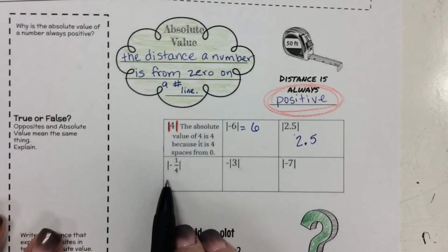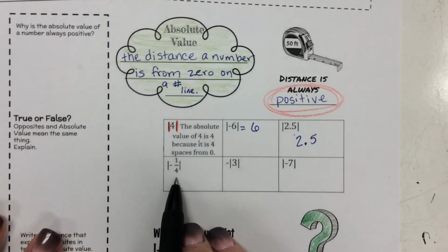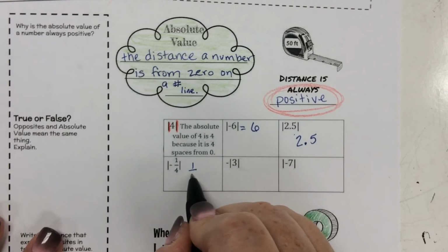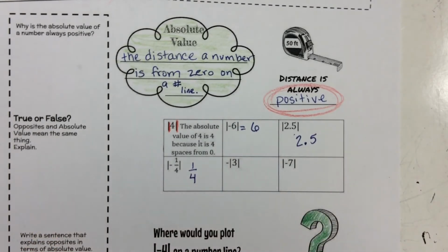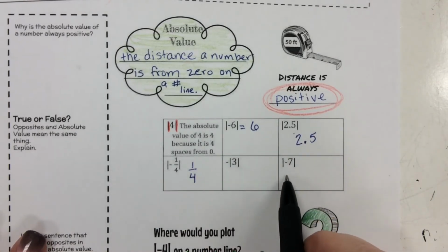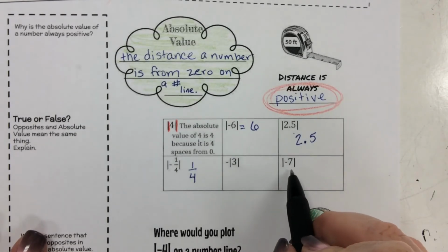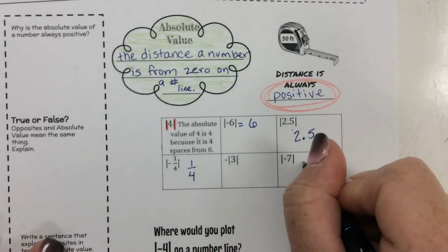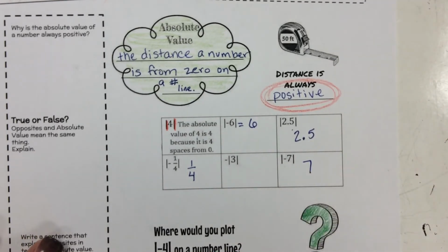How far is negative 1/4 from 0? Well, it's 1/4 of a unit from 0 because distance is always positive, okay? Oh, now this one's a little different. Actually, I'm going to jump to this one first, okay? The absolute value of negative 7. How far is negative 7 from 0? It is 7 spaces. You notice how these are all positive.